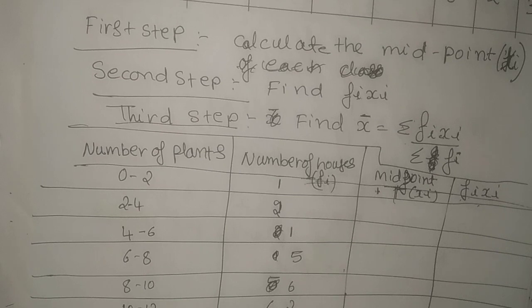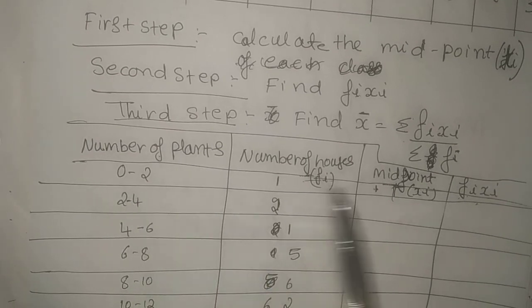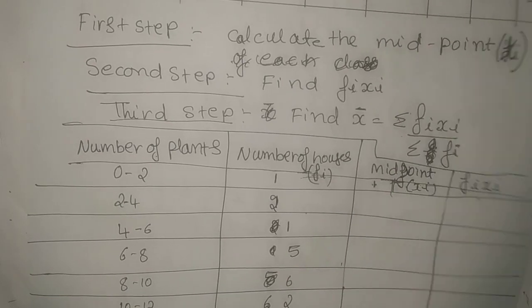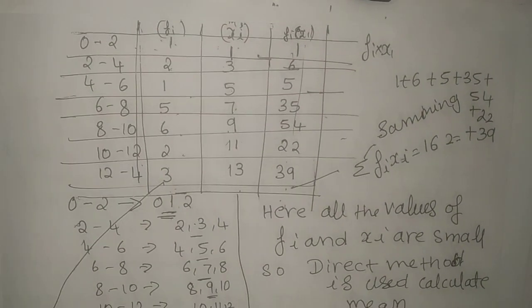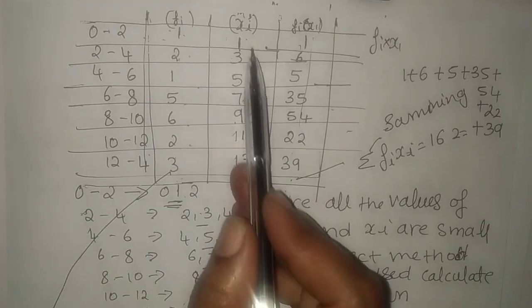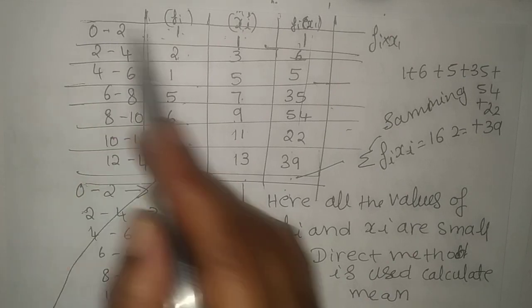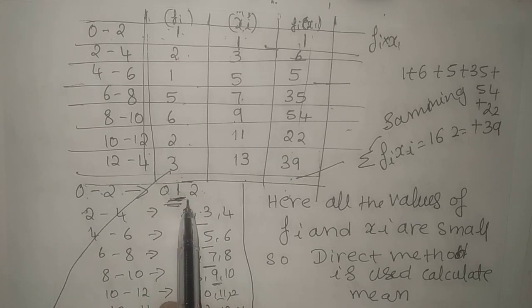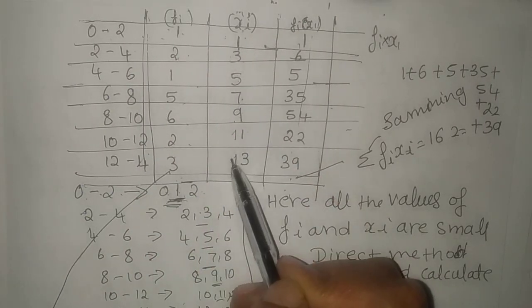So next, see, first we write the number of plants, number of houses, then the midpoint, then fi xi. We wrote all these things roughly. These two are the data given. Now we have to calculate xi. To calculate xi, take this interval 0 to 2, which means 0, 1, 2. So the midpoint is 1. Like this, calculate for all the intervals. So we will get xi.